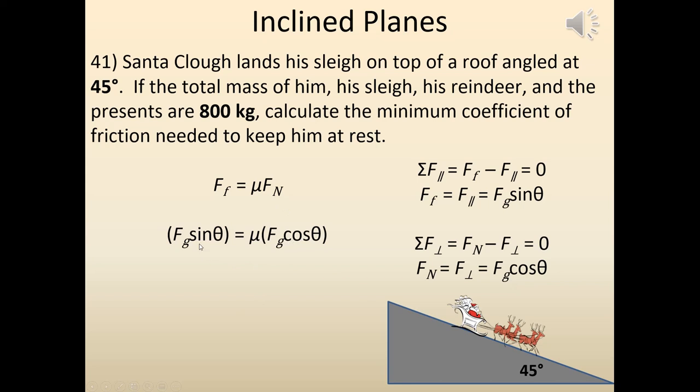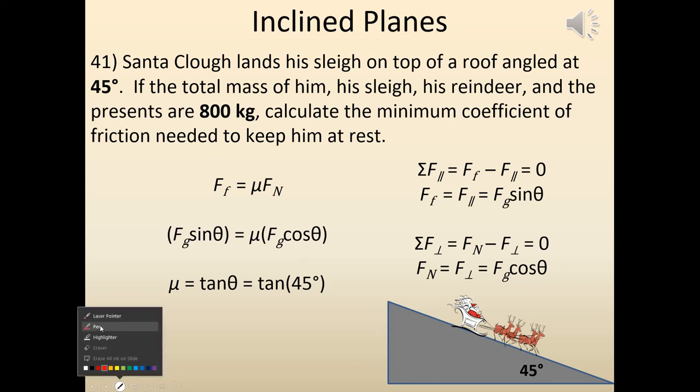Also, I have a sine theta and a cosine theta. I can divide the cosine over and I'll end up getting sine theta divided by cosine theta, which, if we know our trig functions, is tan theta. So the really interesting thing is that mu, the coefficient of friction needed to keep this at rest, actually is going to be equal to tan theta. And it has nothing to do with the weight. It is all about the angle.